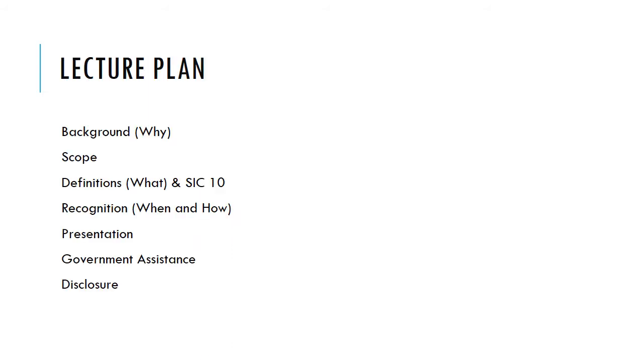This is just our lecture plan and our plan for all the videos to follow. We have the background as to why are we doing this, why do we have government grants. Then we will be looking at the scope, as we said, what is included and excluded from IAS 20. Then the definitions, which is what we are accounting for. Then as well SIC 10, which has its own specific rules, like we said, which we will look at later.